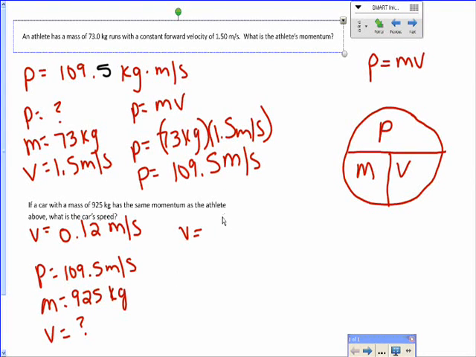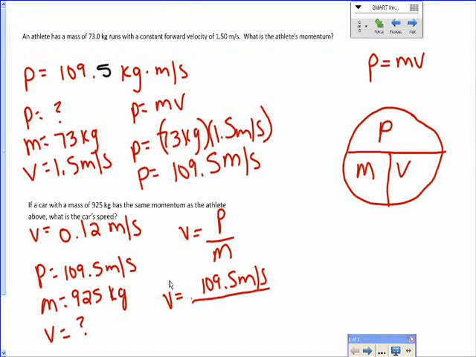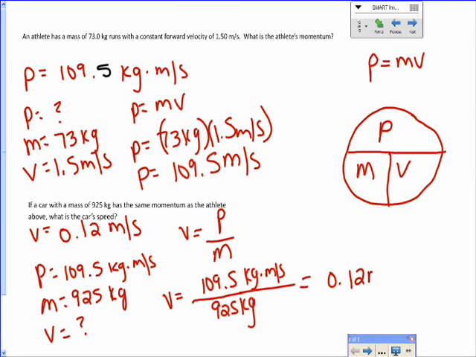And if you cover it up on your circle, you'll see that the formula for V equals is momentum divided by mass. So we'll go ahead and fill that in with our numbers. 109.5 meters per second. Oh, I'm sorry, I gave y'all the wrong units over here. The units for momentum, remember, is kilograms times meters per second. And that's divided by the mass of 925 kilograms. Once you divide that, you get 0.12 meters per second.